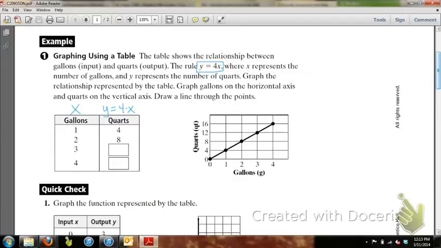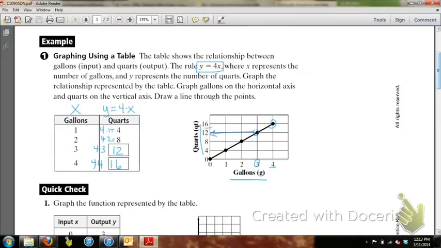Graph the relationship. Graph gallons on the horizontal, so they did that, and quarts on the vertical. Draw a line through the points. So they already plotted the points for us. But if you have 1 gallon, 4 times 1 is 4. 2 gallons, 4 times 2 is 8. 3 gallons, 4 times 3 is 12. So you can see that at 3, here's the dot, it's at 12. And 4 times 4 is 16, and at 4, we're up here, which is 16.